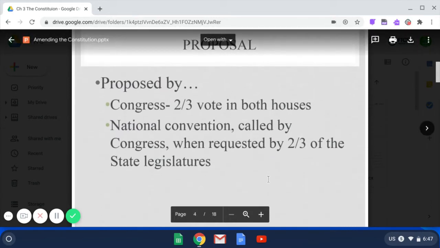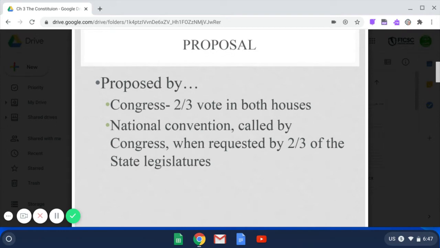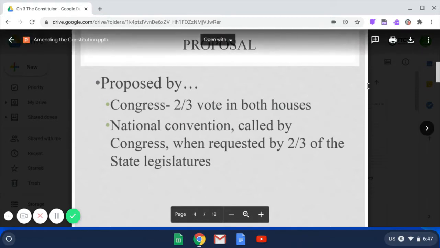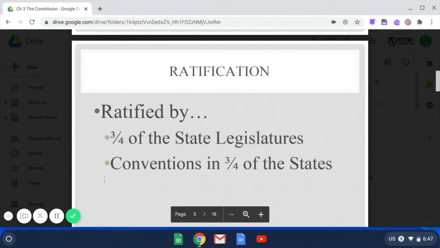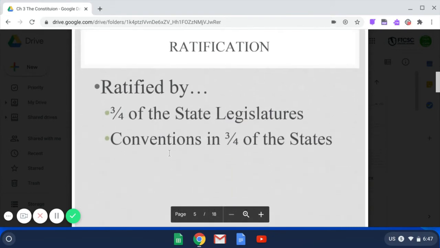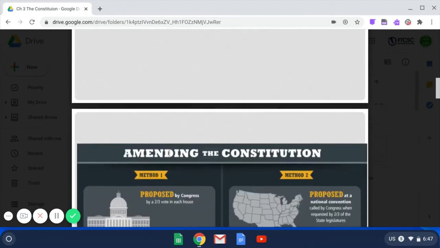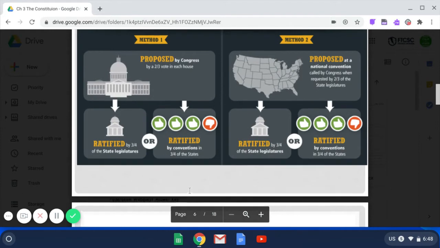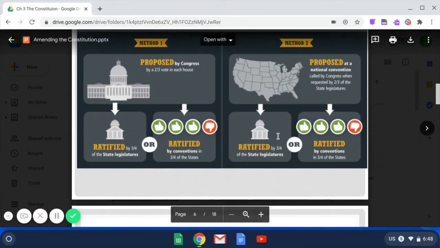For proposal, you can either have Congress, 2/3 of the vote in both houses, call for an amendment. Or you can hold a national convention that's called by Congress when 2/3 of the state legislatures request that amendment. So those are the 2 ways that you can propose an amendment. To ratify or pass the amendment, you have to have 3/4 of the state legislatures or conventions in 3/4 of the states. So here is an image that shows that process.